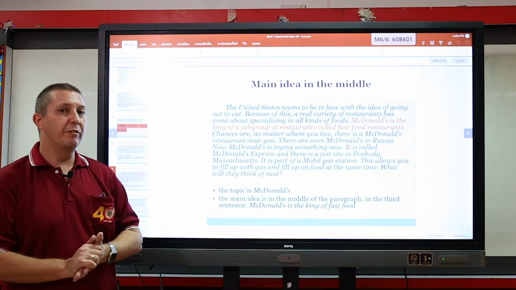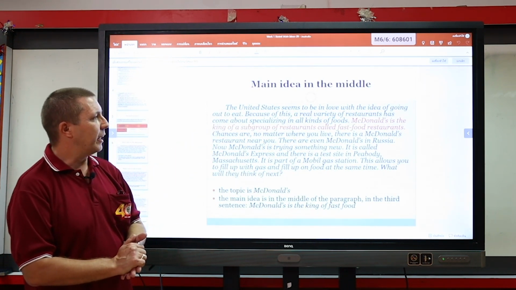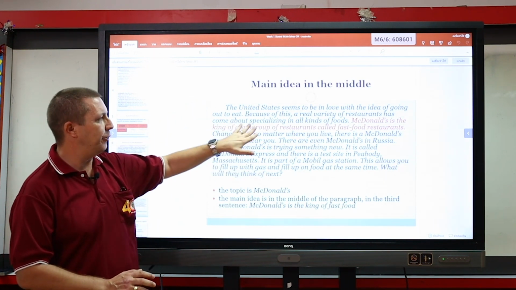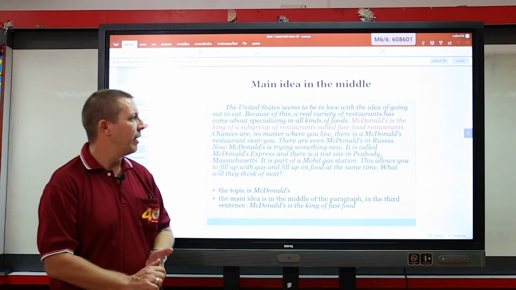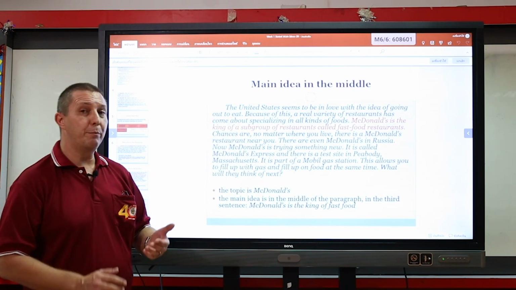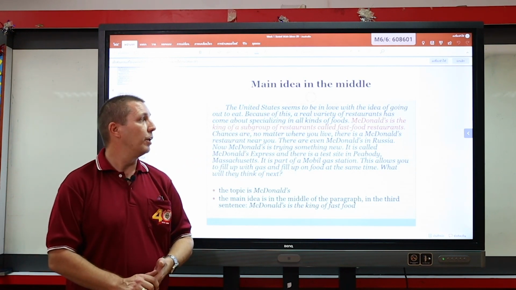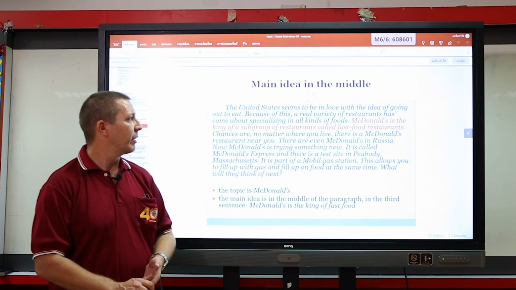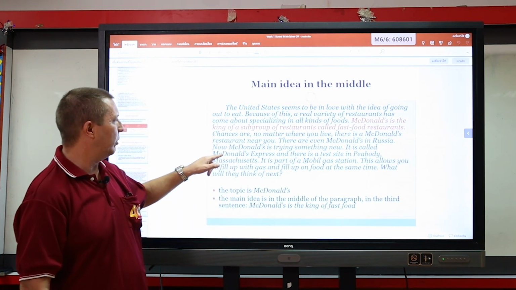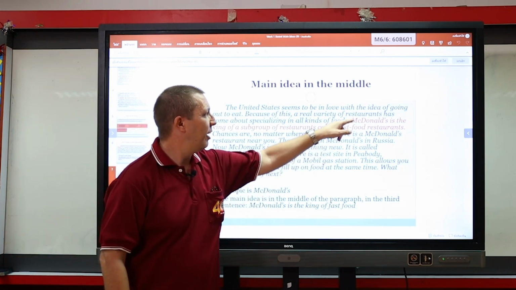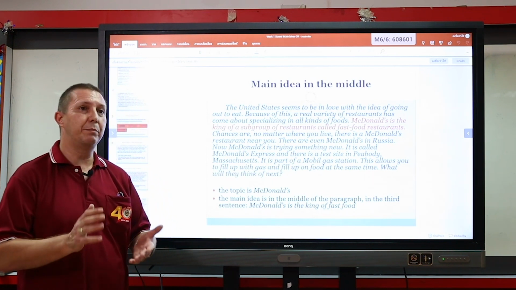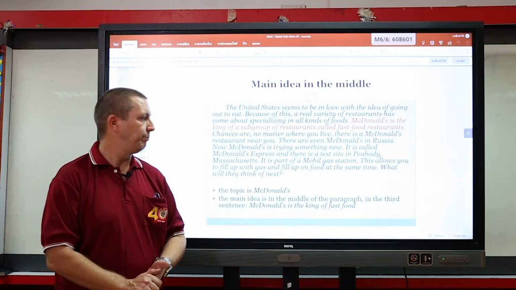I'll give you time to have a look at it yourself. But you can see the topic sentence is in the middle of the paragraph, not at the beginning, not at the end. You can see it highlighted in red. And you can see it says McDonald's is the king of a subgroup of restaurants called fast food restaurants. We know it's talking about the topic of McDonald's because you can see the word McDonald's used a lot within the text. So it's quite clear it's talking about this particular fast food chain.